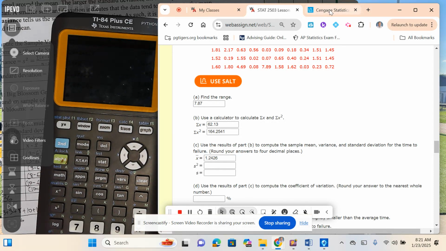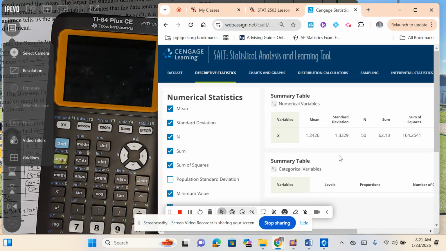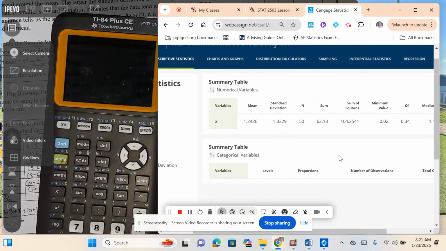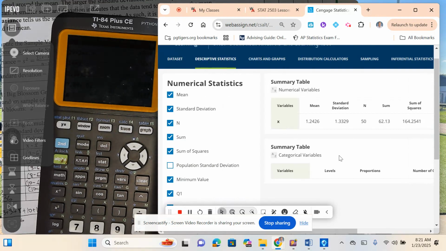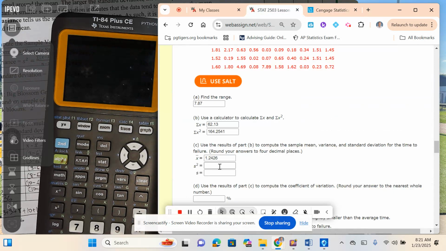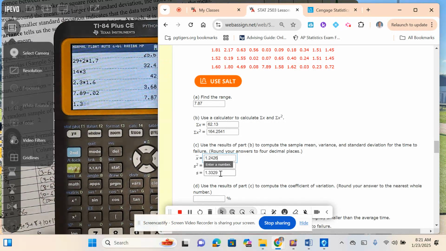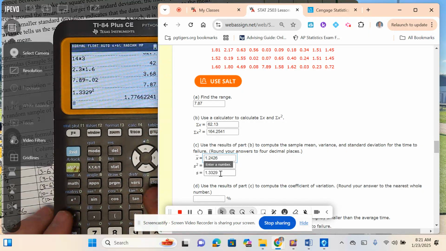S squared is the variance. Okay. I don't know if they give you a variance here. Yeah, they don't give you variance there. But what I could do is go grab the standard deviation. Control C. Go grab that standard deviation and put it in. So now I'm going to grab the standard deviation first, and then I'm going to use that to find the variance. What do I have to do with this value to get to the variance? Square it. So 1.3329 squared. And now I go 4 decimal places, 1.7766.